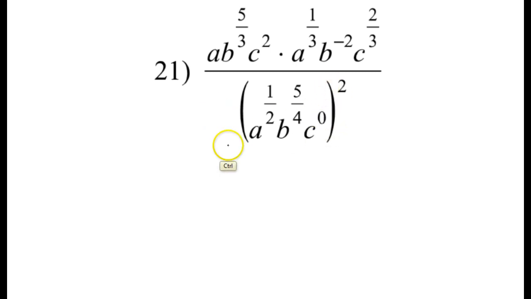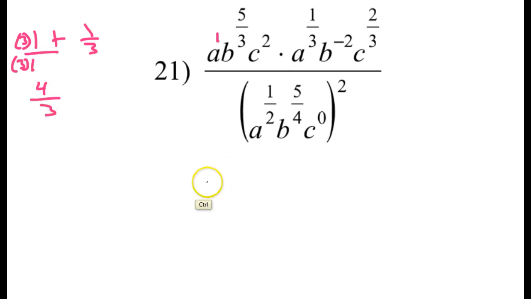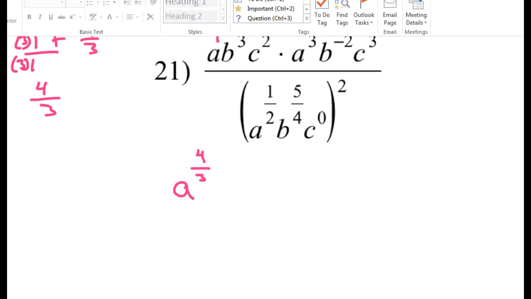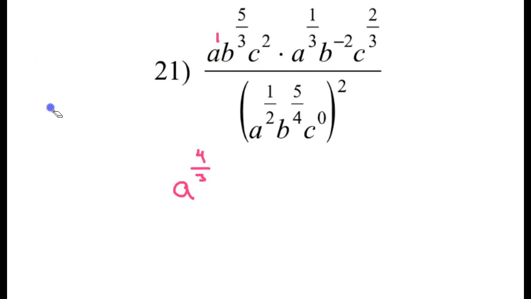So I will start with the numerator. I see an a and an a. When you multiply, you add the exponents. So I need to do 1 plus 1/3. So this is like 1 over 1. So I could make like denominators like this. So that's going to make 4 over 3. So I will have a to the 4 over 3 power. So far so good.